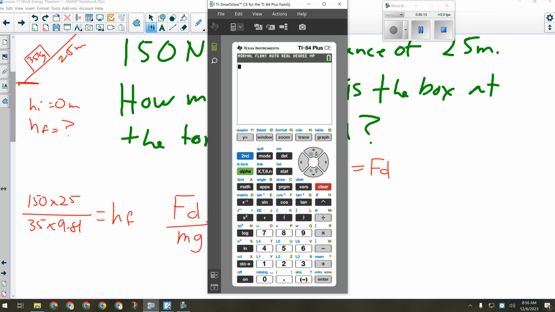Okay, so 150 times 25. There's how much work I'm going to do. 3,750 joules. Okay? If I divide that by the force of gravity, m times g, that should give me the height. Okay? So if I divide that by 35 times 9.81, which does need to be in brackets so it does it in the right order. Okay, I'm going to get 10 point, actually we only have 2 sig digs there, so 11 meters.